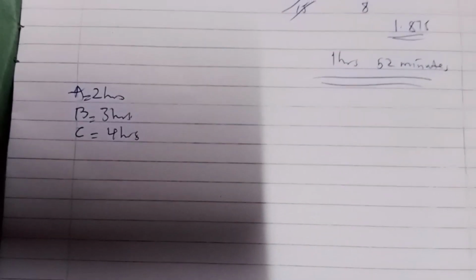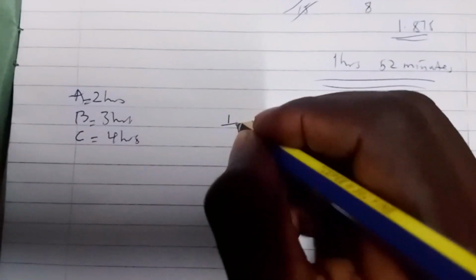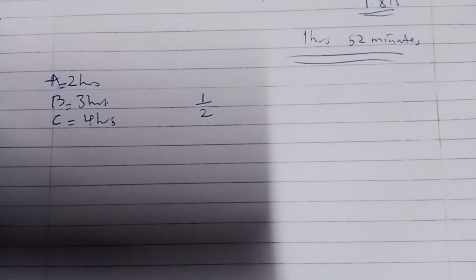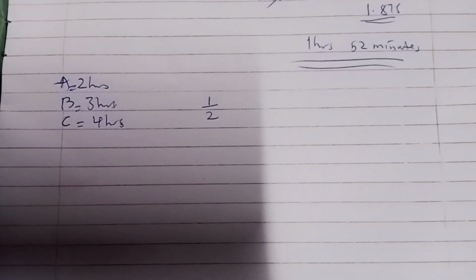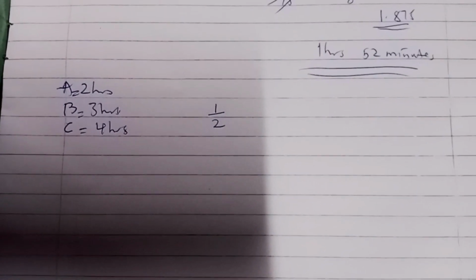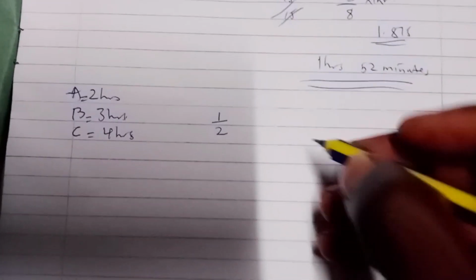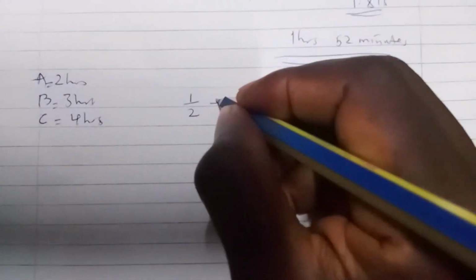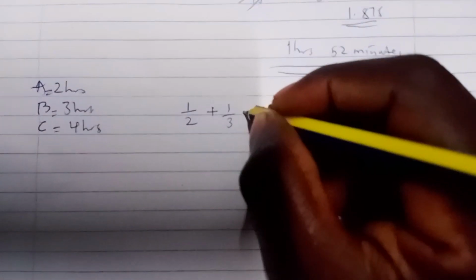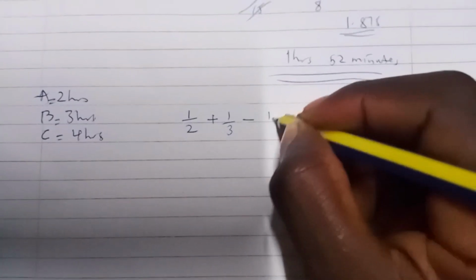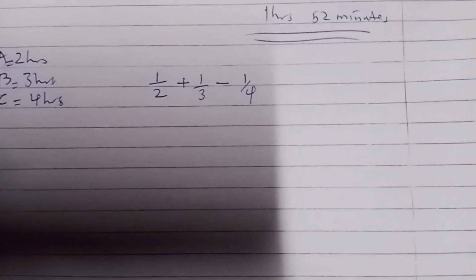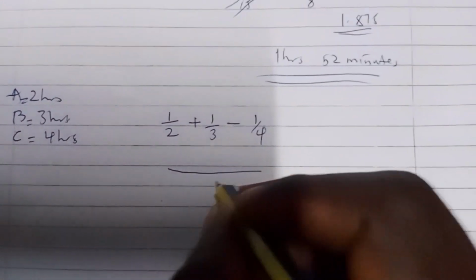So what you normally do is to first take the rate of each tap per hour. In 1 hour, tap A will fill a half of the tank. Tap B will fill a third of the tank, and tap C can empty a quarter of the tank within 1 hour. So what you normally do is just take the LCM, which will be 12. 12 divided by 2, and you are getting 6.